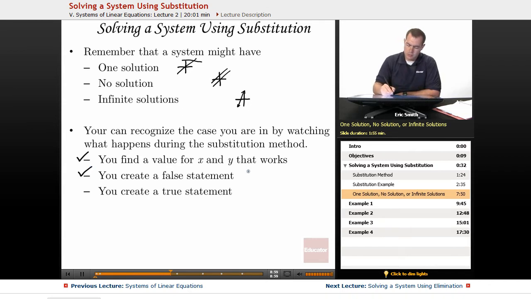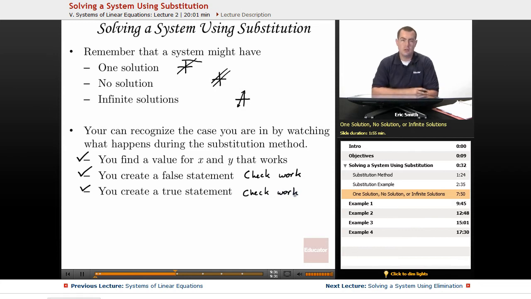Now, if you do come across a false statement, what I always tell everyone is check your work first to make sure that you have made no mistakes. If all your work looks great and you still create a false statement, then you can be sure that it has no solution. Now, if you go through and you create a true statement, but you can't really see what your solution is, that's a good indication that the two lines are exactly the same and you have an infinite amount of solutions. Again, check your work with this one. But if all your work looks good, then you know that you have an infinite amount.